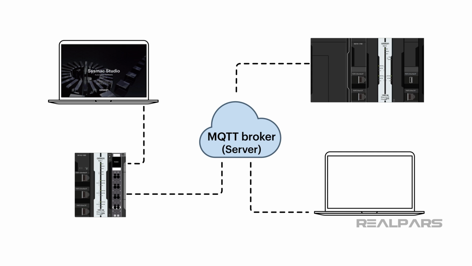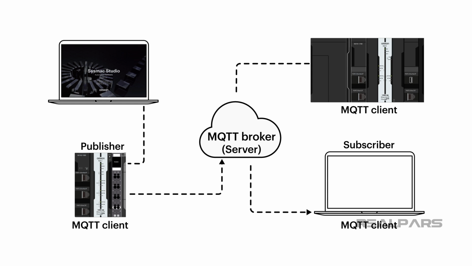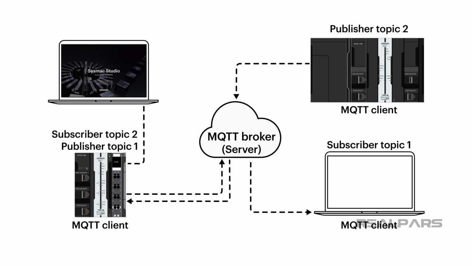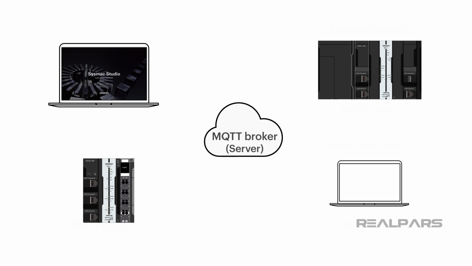MQTT uses an MQTT server or broker, an intermediary entity that enables MQTT clients to communicate. The server collects published messages from MQTT clients and delivers the messages addressed to receivers that were subscribed. An MQTT client can work simultaneously as a publisher or a subscriber on several topics. In our example, the NX controller is an MQTT client.